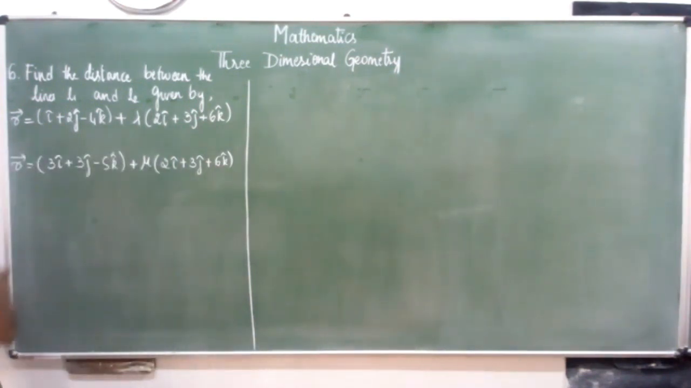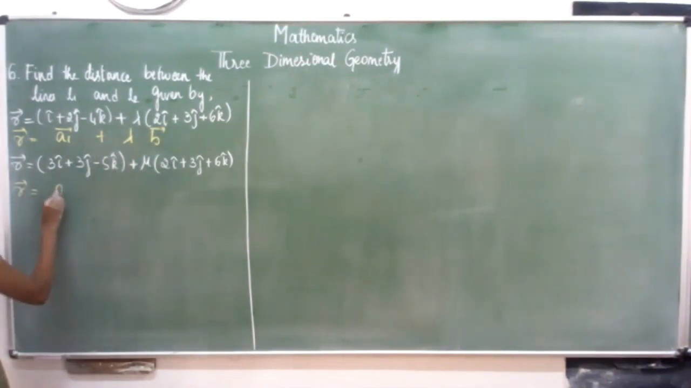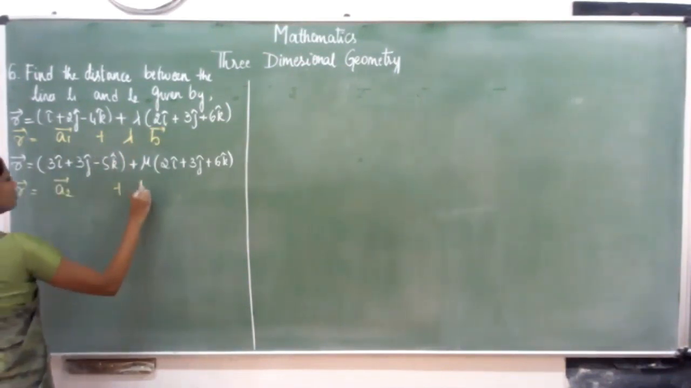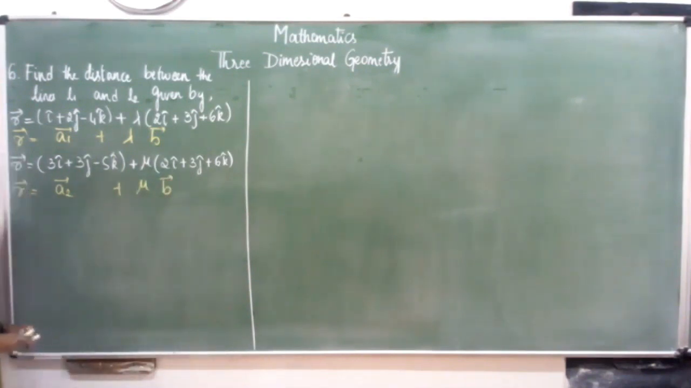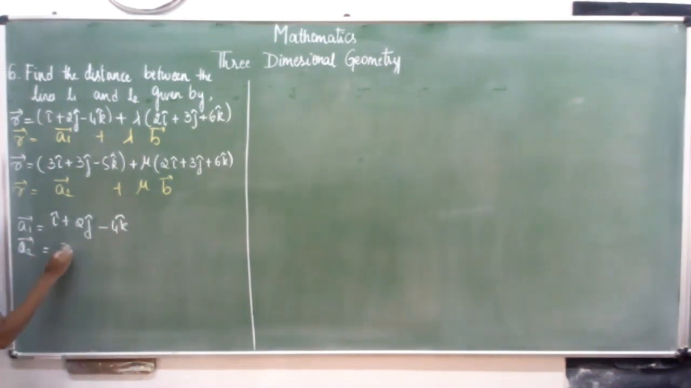So this equation is in the form vector R is equal to vector A1 plus lambda times vector B, and vector R is equal to vector A2 plus mu times vector B. So let us write what is vector A1 first. Vector A1 is i cap plus 2j cap minus 4k cap, and vector A2 is equal to 3i cap plus 3j cap minus 5k cap.